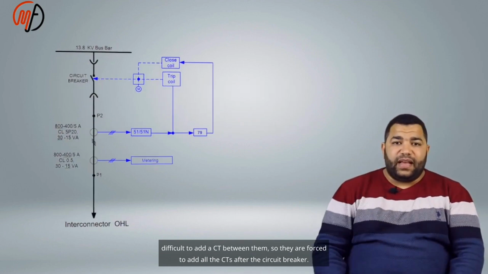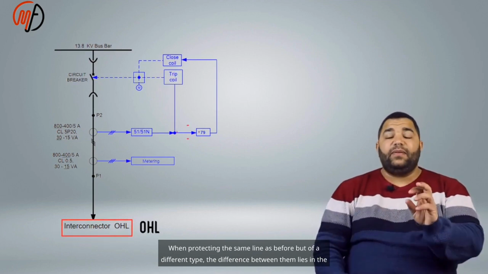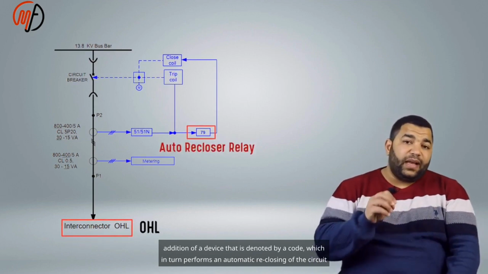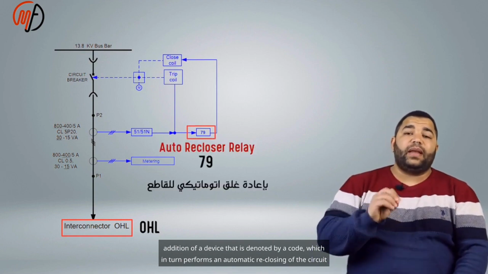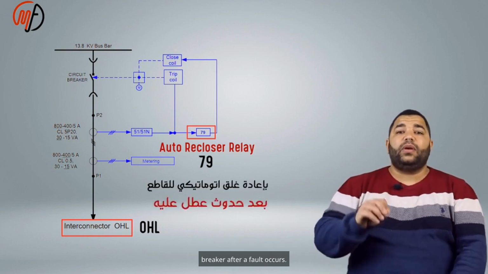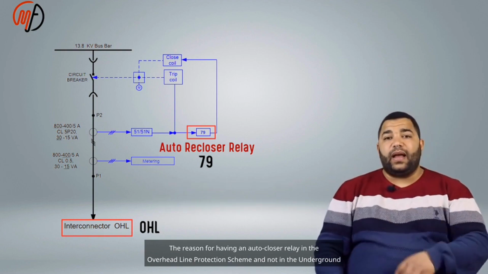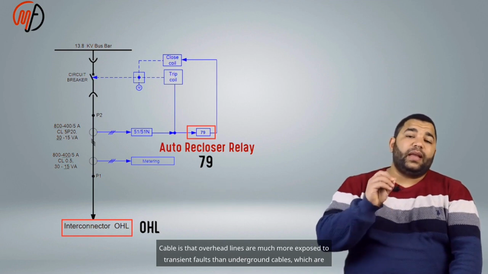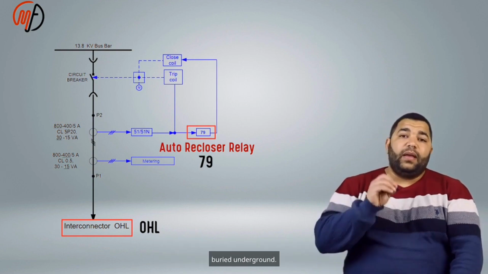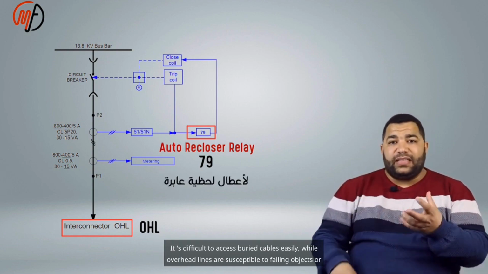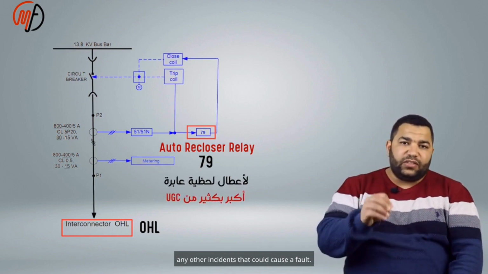When protecting the same line as before but of a different type, the difference lies in the addition of a device denoted by a code, which performs an automatic reclosing of the circuit breaker after a fault occurs. The reason for having an auto-recloser relay in the overhead line protection scheme and not in the underground cable is that overhead lines are much more exposed to transient faults than underground cables, which are buried underground. It's difficult to access buried cables easily, while overhead lines are susceptible to falling objects or any other incidents that could cause a fault.